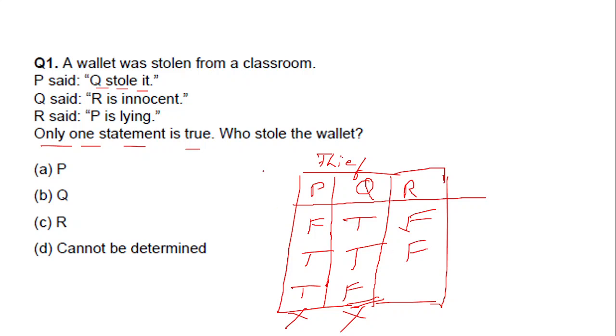P is lying. What did P say here? Q stole it. So P is lying only. So this is true. So we got only one statement true from this. So this is our right assumption. So which means R is the thief. So option C, R is the correct answer.